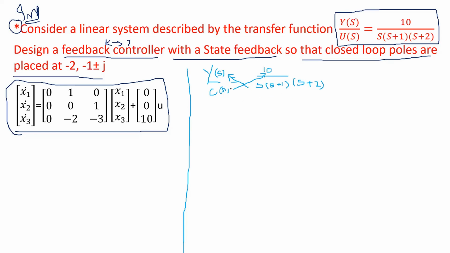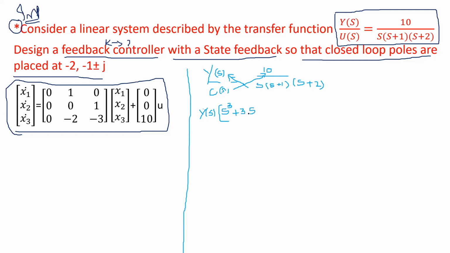Therefore, if you take the cross multiplication, I will get Y(s) multiplied with the multiplication of these three factors. What happens? Here it is s square plus s plus 2s, that is s square plus 3s plus 2, and again s is multiplied with the same. Therefore, I can write the total expression directly: s cube plus 3s square, and so on.